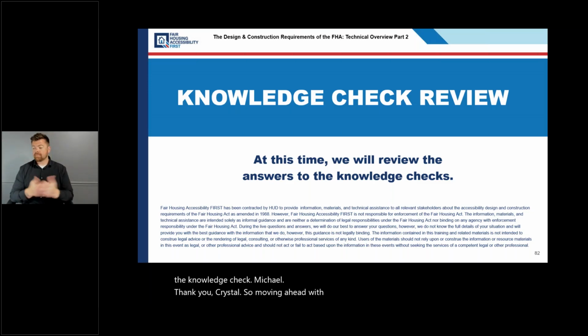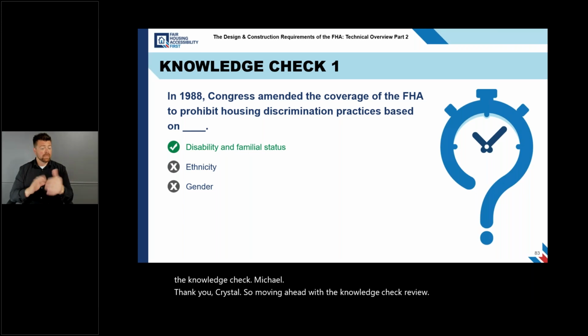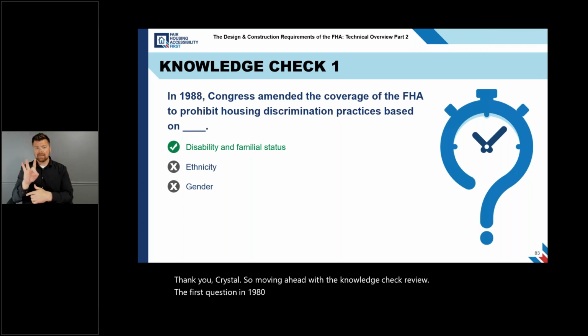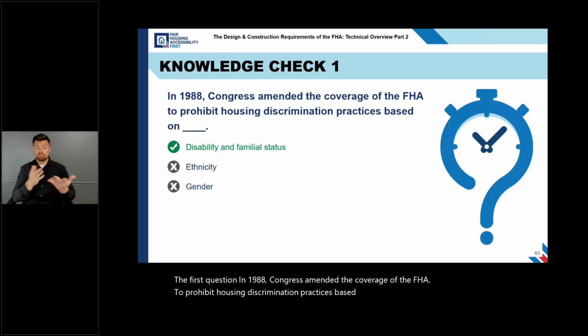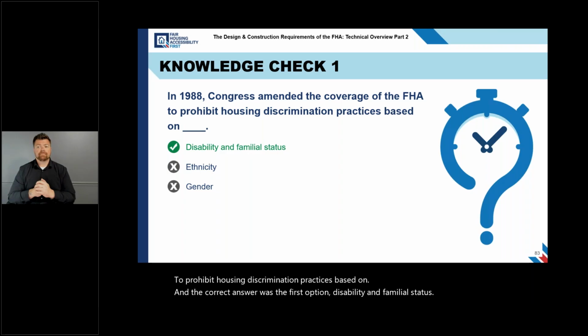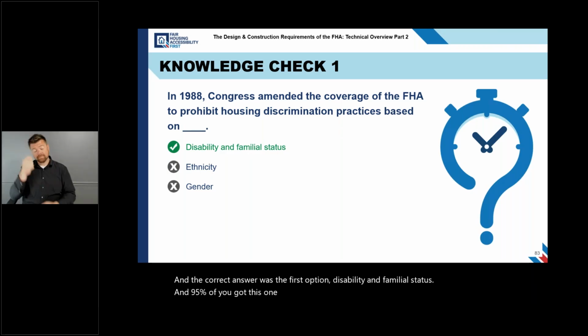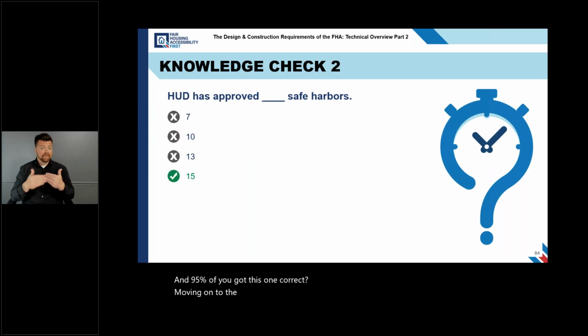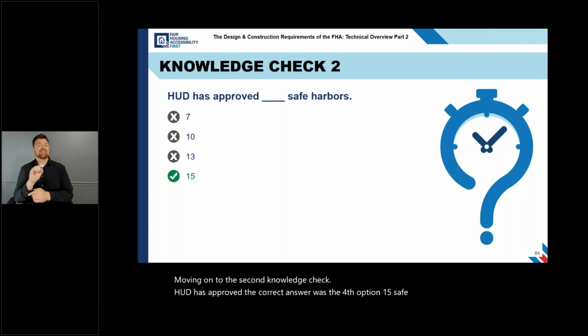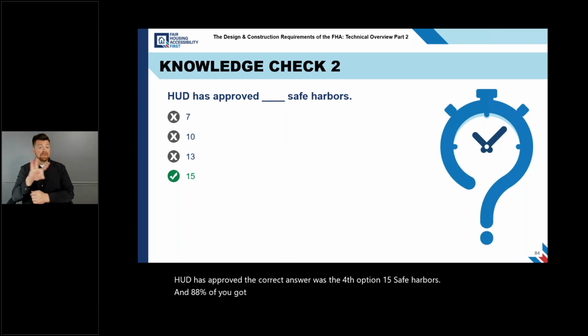Moving ahead with the knowledge check review. The first question: in 1988, Congress amended the coverage of the FHA to prohibit housing discrimination practices based on, and the correct answer was the first option, disability and familial status. And 95% of you got this one correct. Moving on to the second knowledge check. HUD has approved, the correct answer was the fourth option, 15 safe harbors. 88% of you got this one correct.